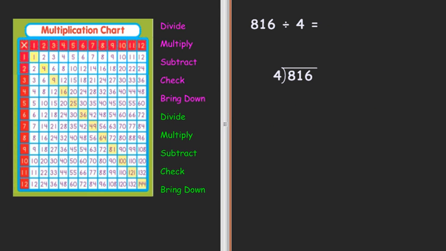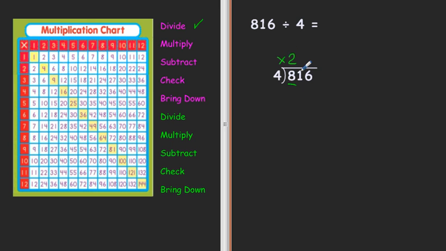So the first problem that we're going to look at is 816 divided by 4. We're going to start by looking at this 8. Is 8 a multiple of 4, or what's just slightly lower, because it can't go bigger? If we look over here, 8 is a multiple of 4. So 4 times 2 is 8, so 8 divided by 4 is 2. So my first step was to divide. Check.